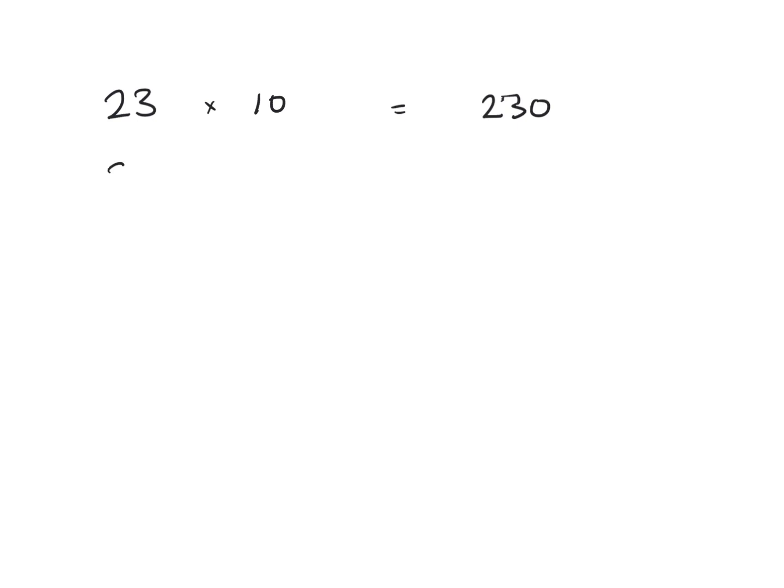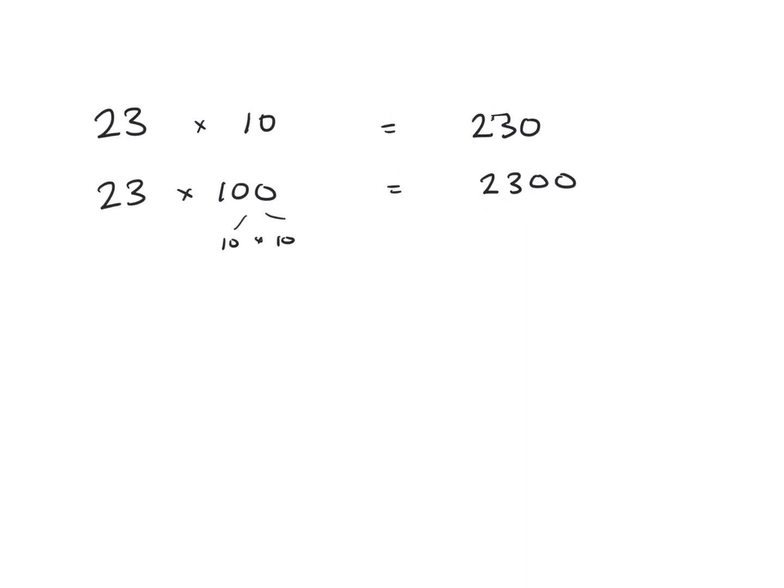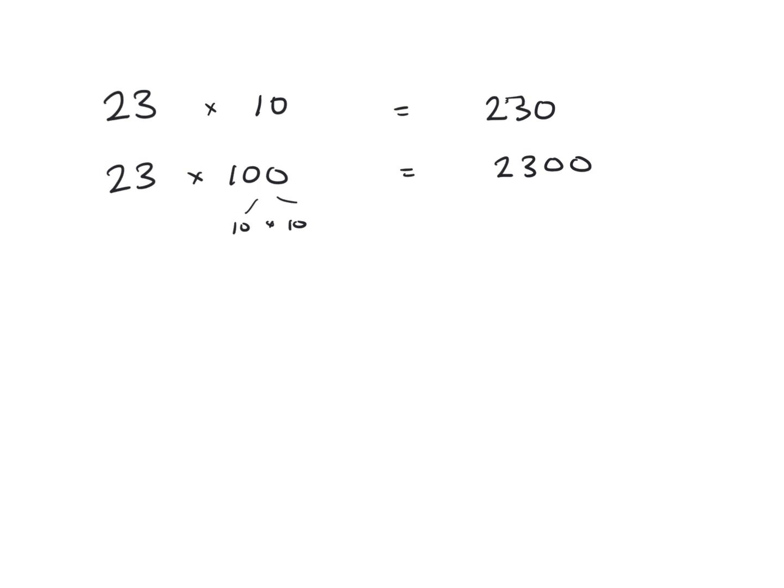Similarly, we can multiply by 100, and the shortcut for multiplying by 100 is actually adding 2 zeros, so 2,300. And you can think of it as applying the multiplying by 10 shortcut twice. Okay, you can think of multiplying by 100 as multiplying by 10 twice, because 100 is equal to 10 times 10. So really, you're taking the number 23 and you're multiplying it by 10, so you add a 0, and you multiply it by 10 again, so you add a second 0. So the shortcut is to add 2 zeros.